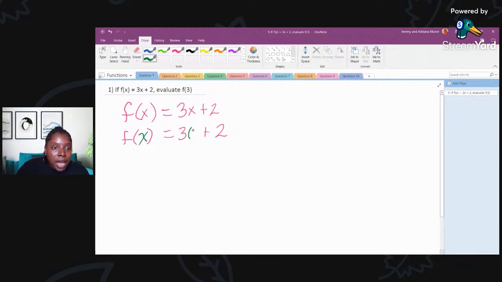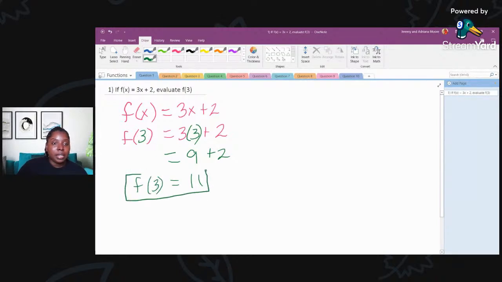So 3 times x, well, if x is 3, actually, sorry, y'all. I meant to write 3 here. Okay, so we have 3 times 3, and let's do it. Okay, so what is 3 times 3? 9, and 9 plus 2 is 11. So f of 3 equals 11.